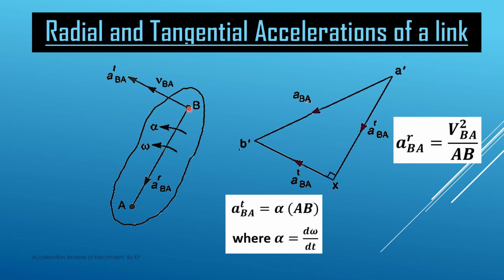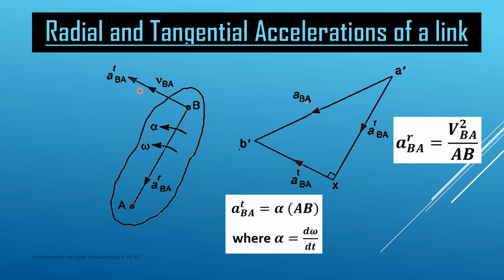Alpha is nothing but the rate of change of omega. If we see the acceleration of point B with respect to point A, there are two components. One is towards the line joining B to A, or towards the center of rotation, meaning about point A, and that we are calling the radial acceleration, that is ARBA, and this is nothing but the centripetal acceleration. A means the acceleration, R means the radial component of the acceleration, and BA means the acceleration of point B with respect to point A. And this is along the line joining B to A, towards the center of rotation.